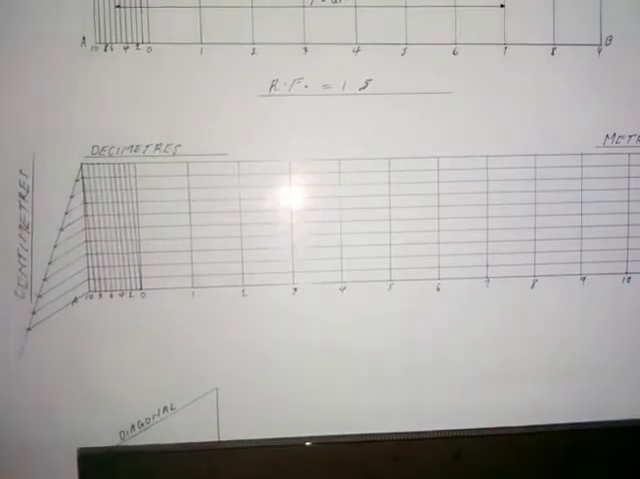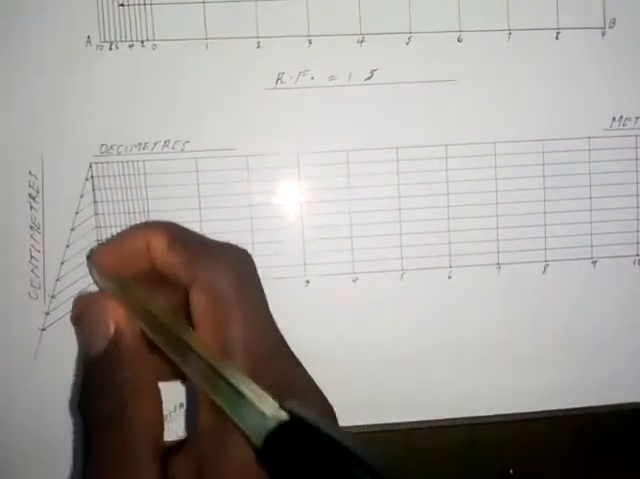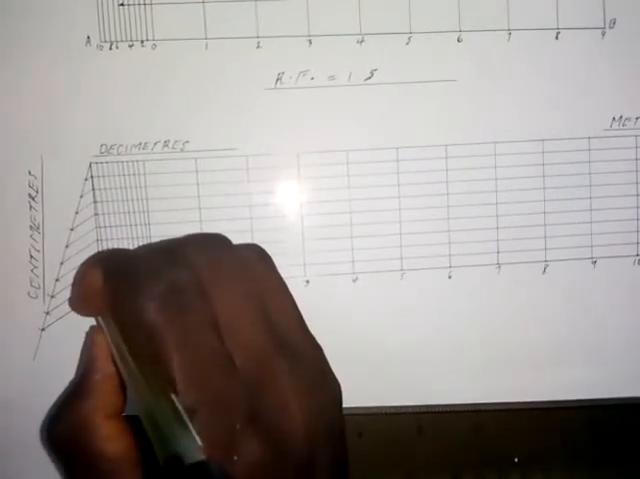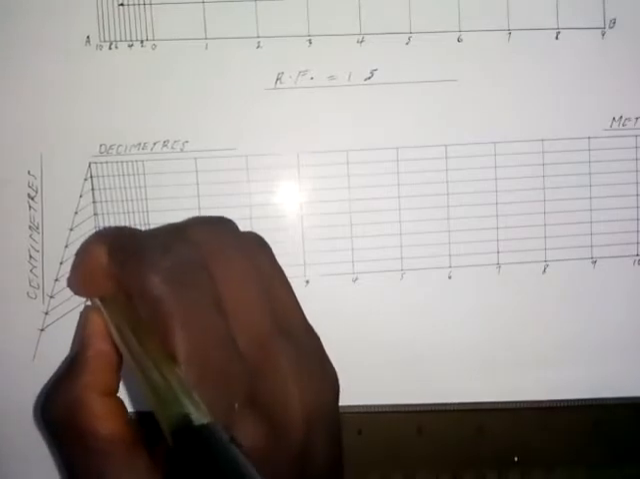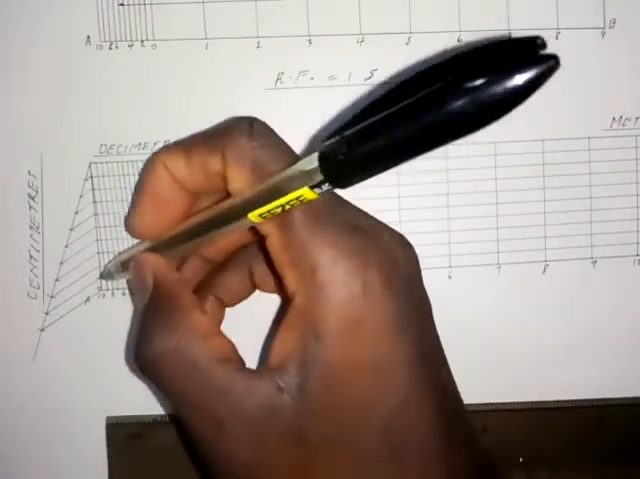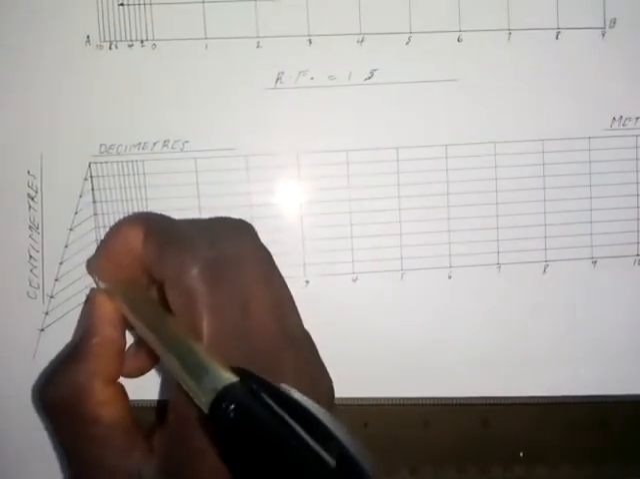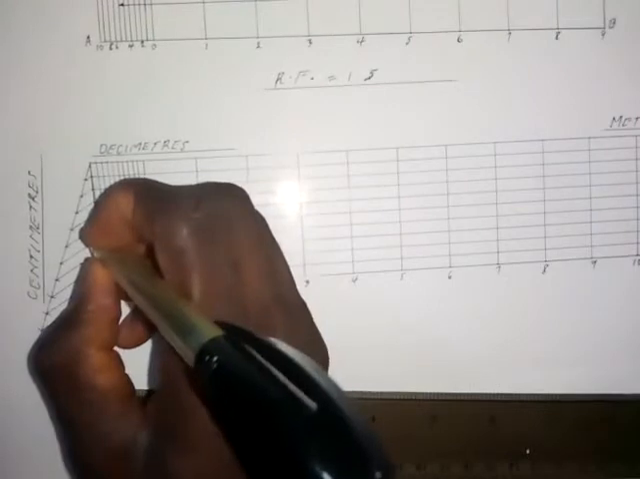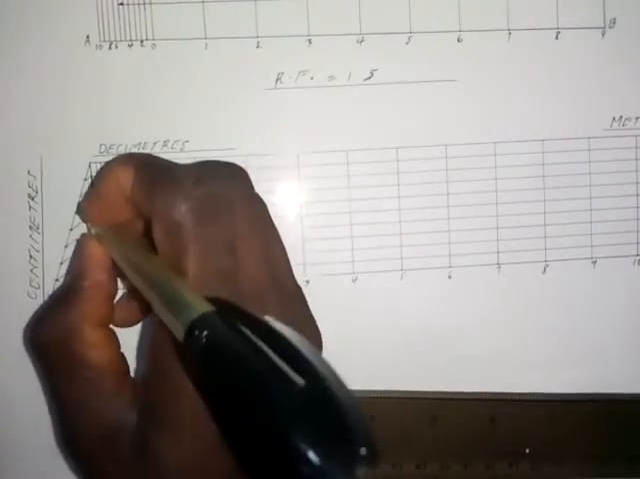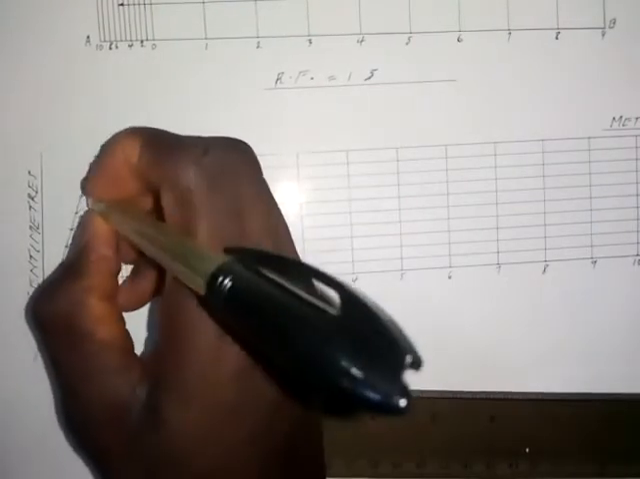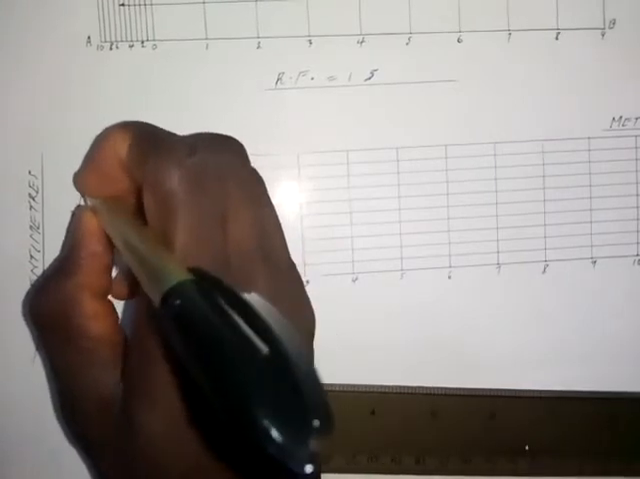Next thing I want to do is to number this. Starting from here, this is 0. This point is where we have 0. And here is 1, but I'm not going to write 1 there. I'll just write 2 here. So this is 2, and this is 4, this is 6, this is 8, and this is 10.